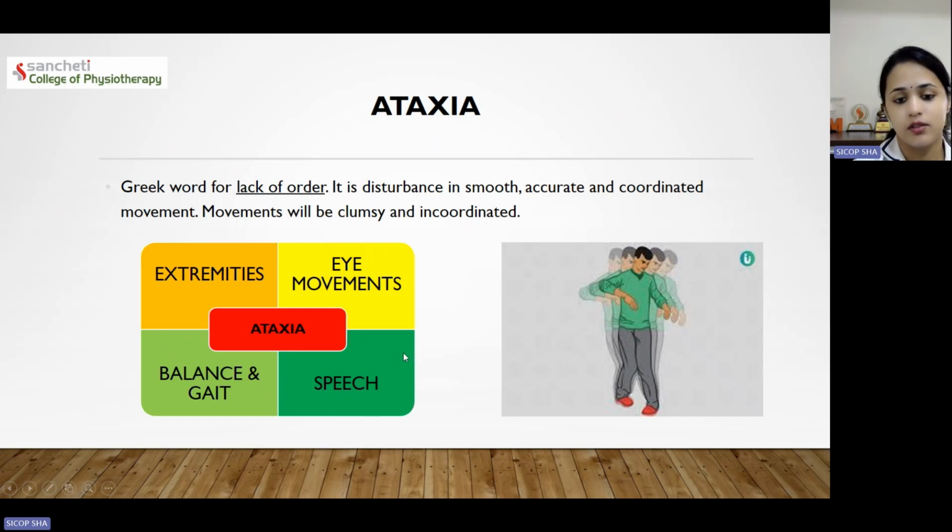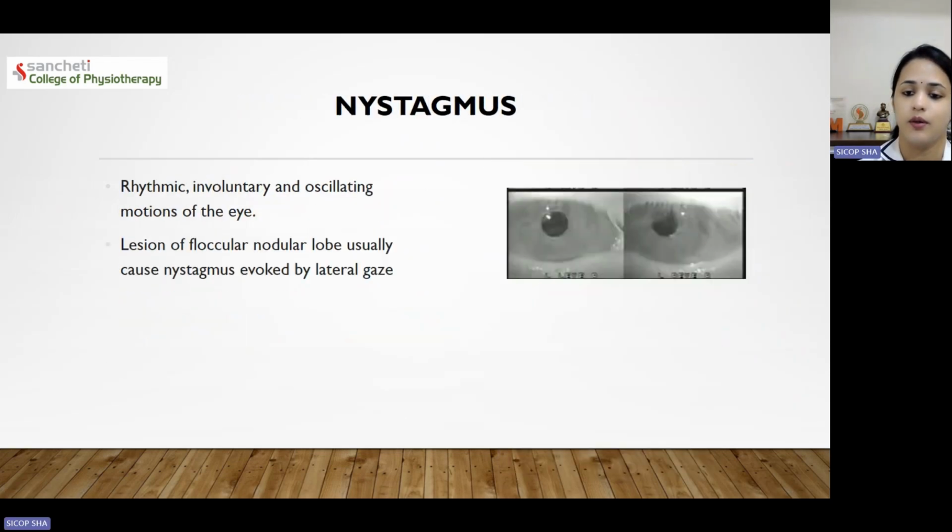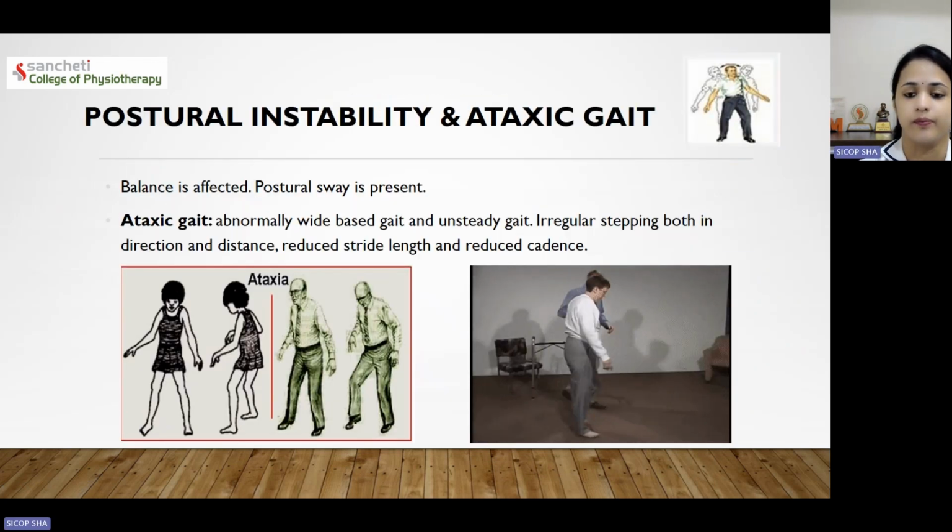Speech, we saw slurred speech is there, dysarthria is there. The speech is also called hot potato speech or staccato speech. Okay, we saw balance and gait abnormalities, so postural instability is there, ataxic gait is what we are going to see in our ataxic patients. Then we can also see the extremities to be affected with ataxia. So we see dysmetria, dysdiadochokinesia, tremors. Okay, all these things are seen in our ataxic patients and hypotonia.